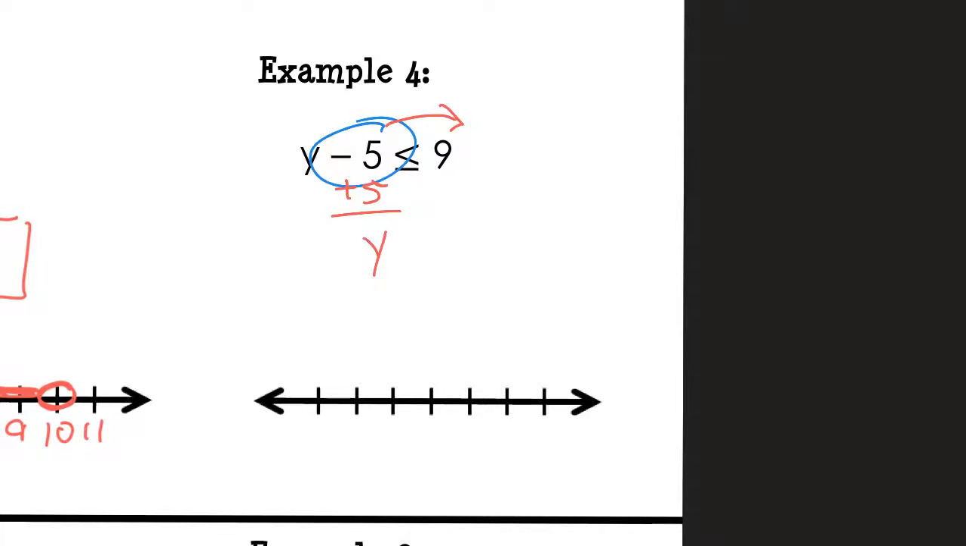Okay, we should be catching on to this pattern. All right, so we're adding 5 to this side. 9 plus 5 is 14. So y is less than or equal to 14.